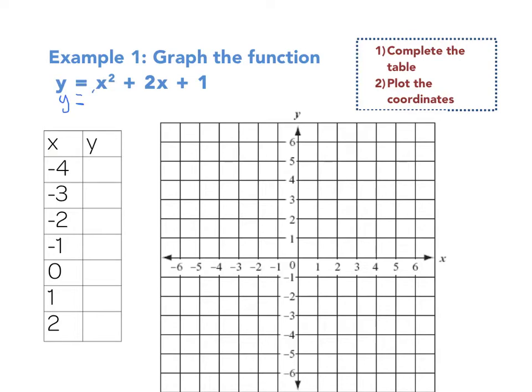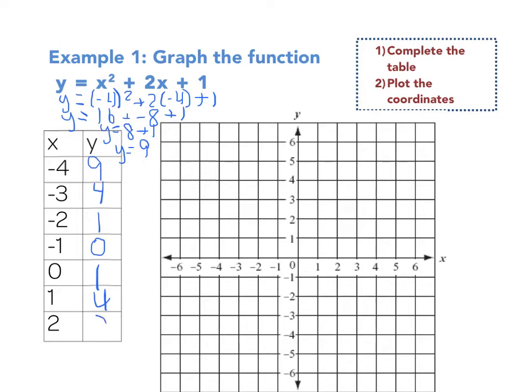So y equals, in parentheses, -4 squared plus 2 times -4 plus 1. Y equals -4 squared is 16 plus 2 times -4 is -8 plus 1. 16 plus -8 is 8. 8 plus 1. So y equals 9 when x equals -4. So I went ahead and filled out the rest of the table for you, but I got all of these values by plugging the x value into the function. And what I need to do next is plot these points and graph my parabola.